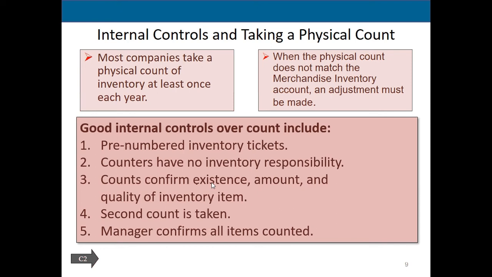When the physical count doesn't match the merchandise inventory count, an adjustment has to be made. We talked about that last time too when we talked about the perpetual inventory versus the periodic inventory. Remember, perpetual is when inventory is being taken in real time. Just think of a barcode scanner. Inventory happens every time that thing is scanned, but periodic is based on a physical count at the end of each period and then adjusted.